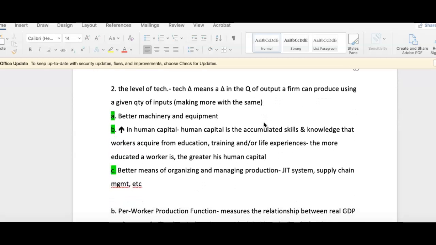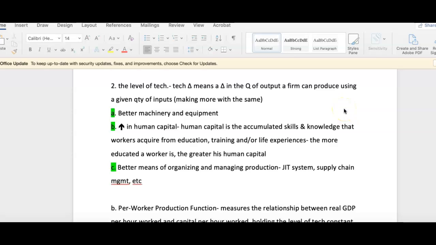The second thing is to increase the level of technology. So a technological change, and that's what this triangle means, it's called a delta. So the technological change means a change in the quantity of output a firm can produce using a given quantity of inputs. So what we're saying here is if we use the same amount of inputs, can we become more effective and more efficient and increase our output? How can we do that?